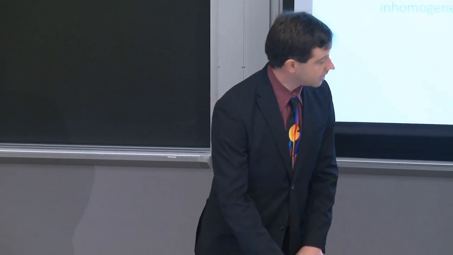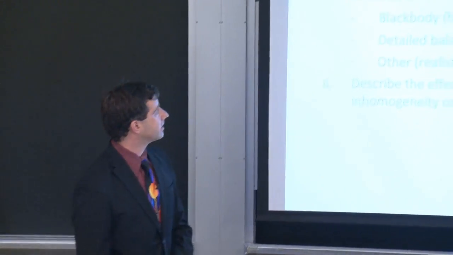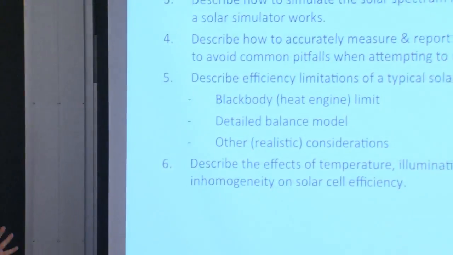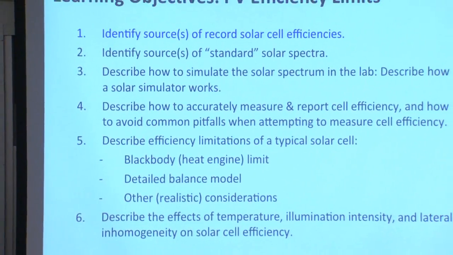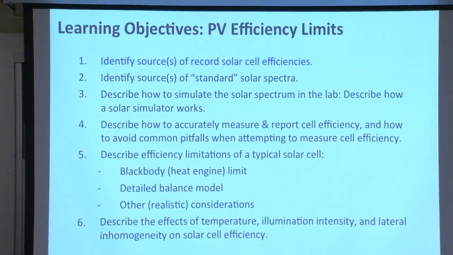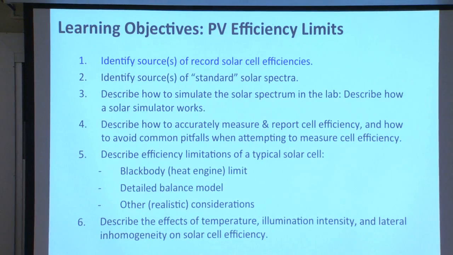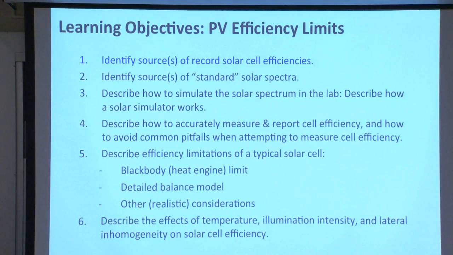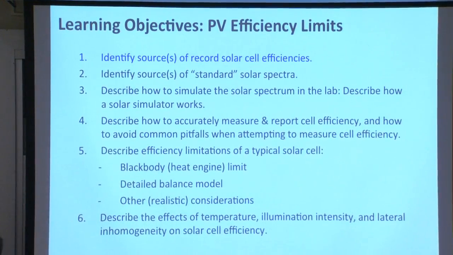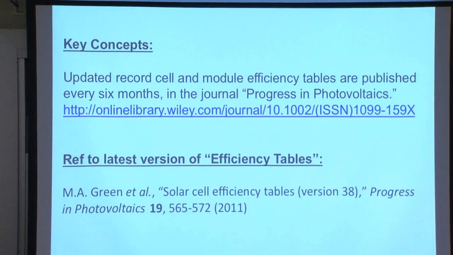So, learning objectives. A bit of a small font here, but the idea is, the very first point is to identify the sources of record solar cell efficiencies, to understand where one goes to look them up. How do you find the record efficiency of, say, a silicon device or a CIGS device? Eventually, we'll talk about measurement of solar cell efficiencies. And finally, the theoretical or fundamental limits to solar cell efficiencies.